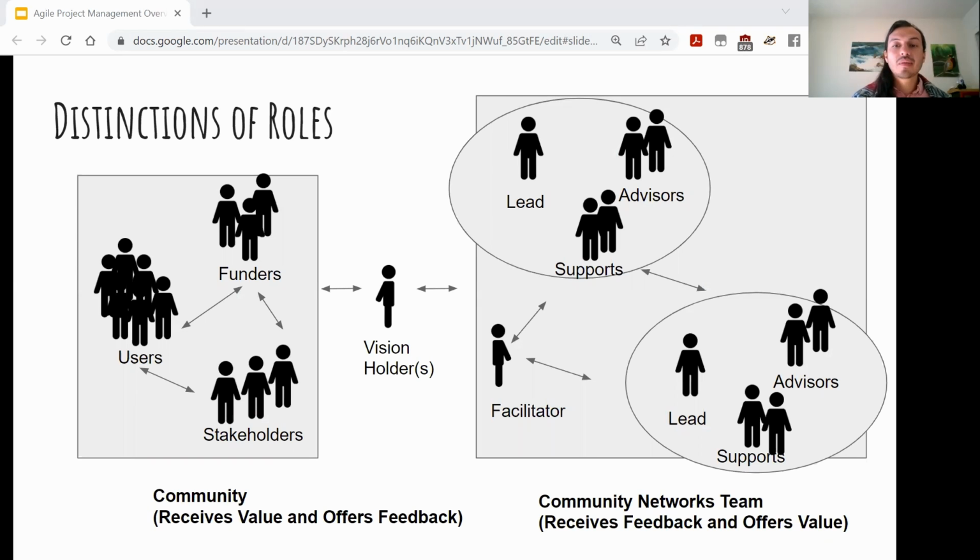In the middle, we see a vision holder, which creates an interface for the community and the community organization. The vision holder relays the value that the community organization is producing so that the right people in the community can benefit from it, and also receives feedback from the community and relays that back to the community organization so that the value produced is tailored to the needs of the constituents receiving it.